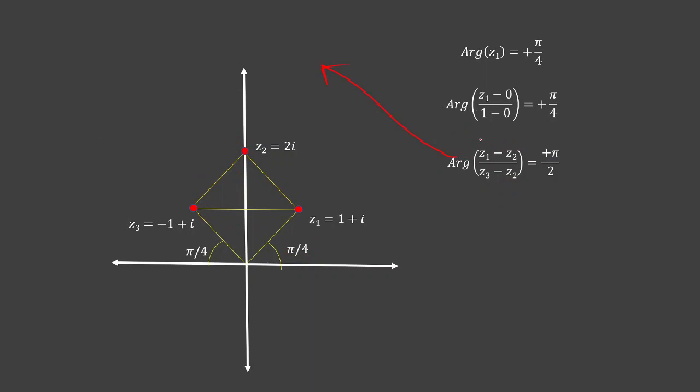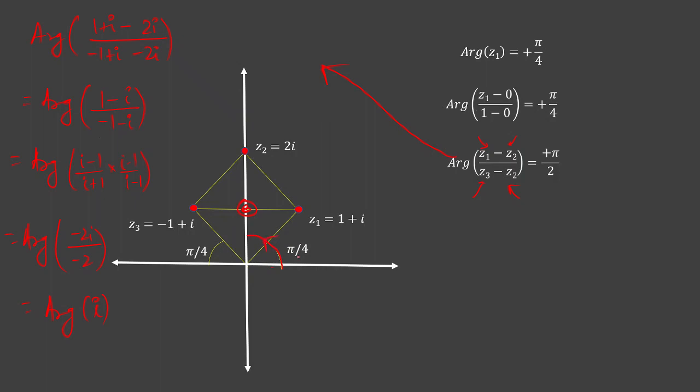You can verify by putting the values of z1, z2, z3 here, and then think about the argument of that complex number in the way the textbooks define the argument of a complex number. I'll show you. For z1 I will put 1 plus i, z2 is minus 2i, and z3 I will put minus 1 plus i, and z2 is minus 2i. So this turns out to be the argument of iota, and iota is right here.